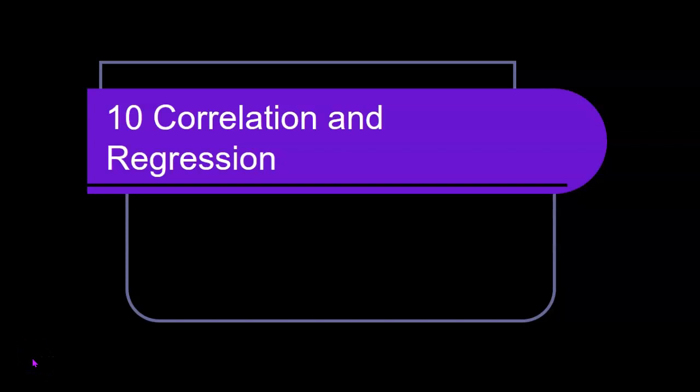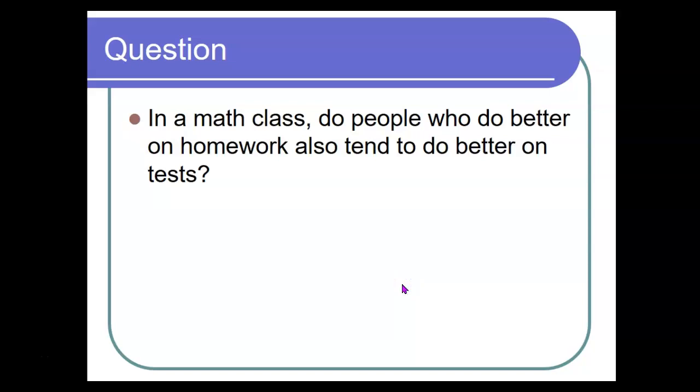And so we come to the last major topic for our class, correlation and regression. And if you don't know what those words mean right now, that's fine. I'm going to try to explain what they mean before we're done here. But let me start with a question. In a math class, do people who do better on homework also tend to do better on tests?